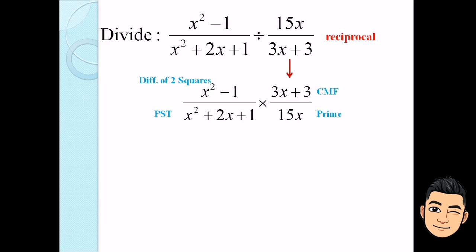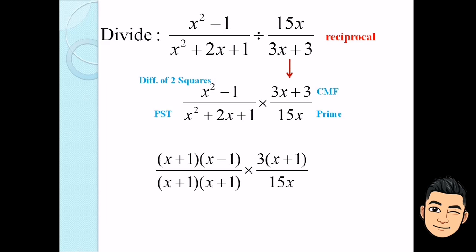That is prime. Then, after that, we need to get all the factors. So, let's start with x squared minus 1. That is x plus 1, x minus 1. For our x squared plus 2x plus 1, yung denominator po nung first fraction magiging x plus 1 and x plus 1. 3x plus 3, that is, the GCF is 3. Then, the remaining factor is x plus 1. And then, we just copy the prime 15x. Na-factors na po nating lahat nung dapat i-factors.